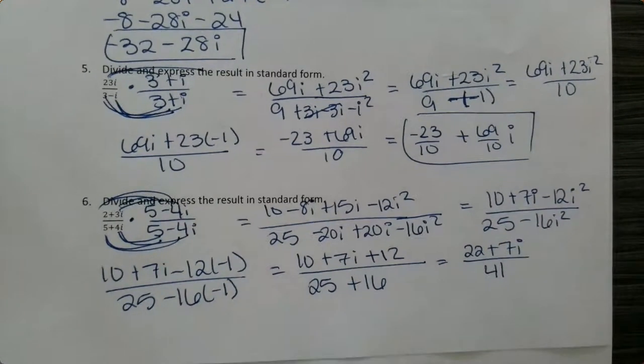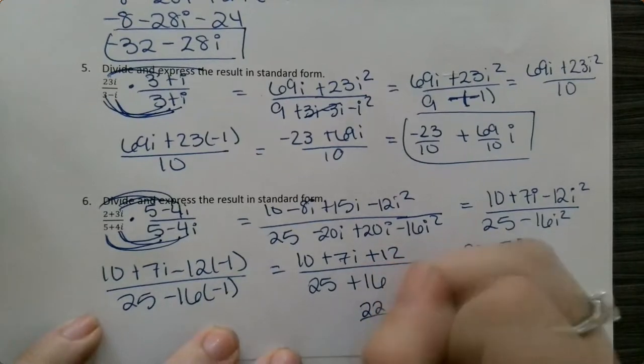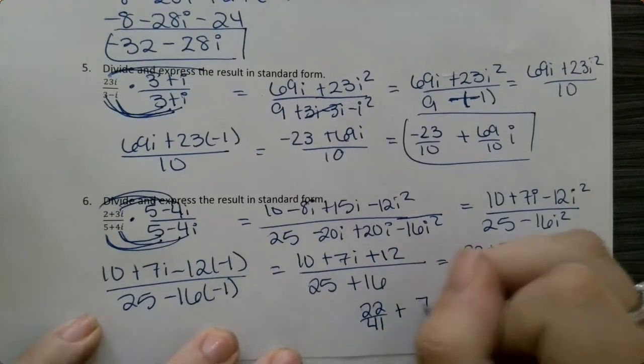So again, I want to split this up into two fractions. I'm going to have 22 over 41 plus 7 over 41i.